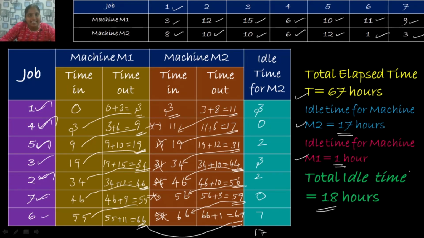Hope you got a clear idea about the n jobs and 2 machines problem. If we are scheduling the jobs, and there is a time, you get a clear idea about how to resolve the time and get an optimal sequence, and how to calculate the total elapsed time and idle time for machines.